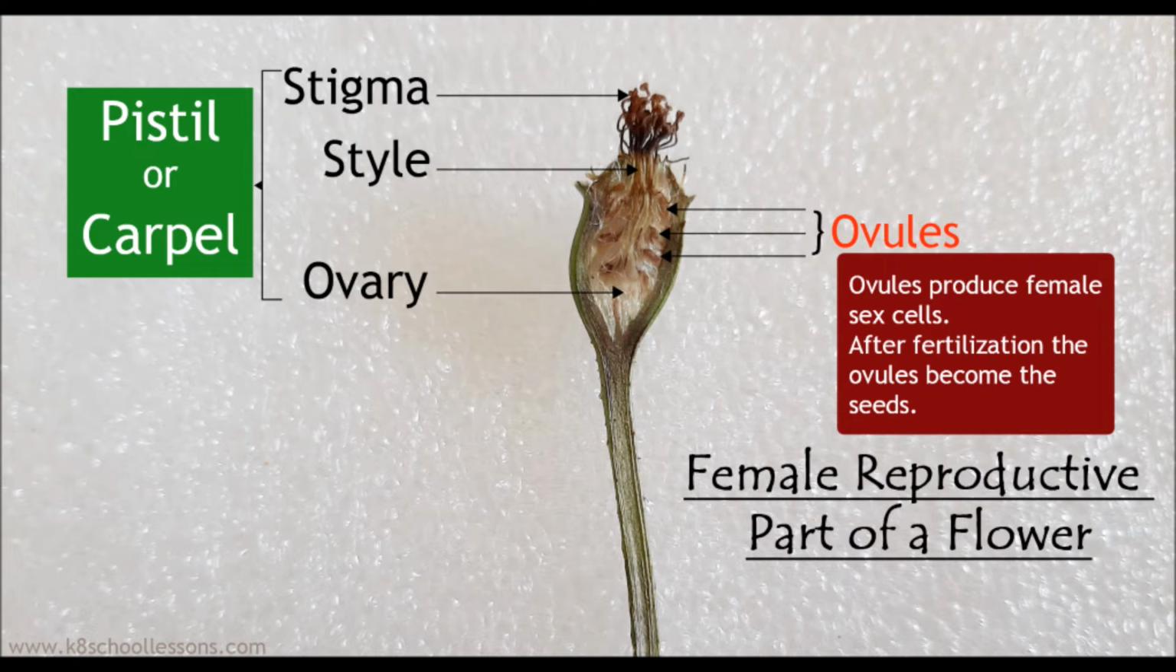Ovules. Ovules produce female sex cells. After fertilization, the ovules become the seeds.